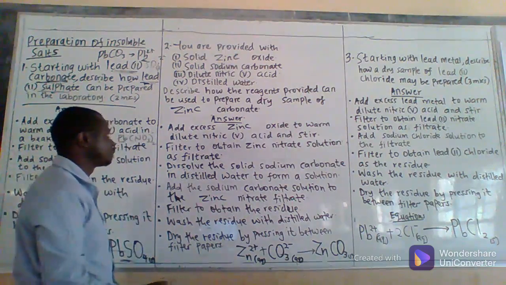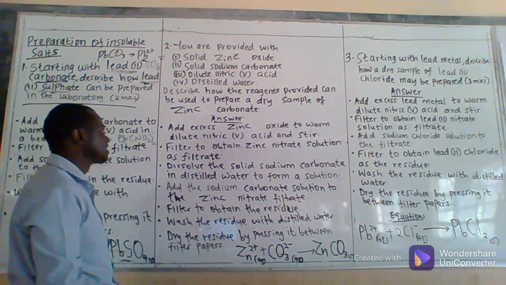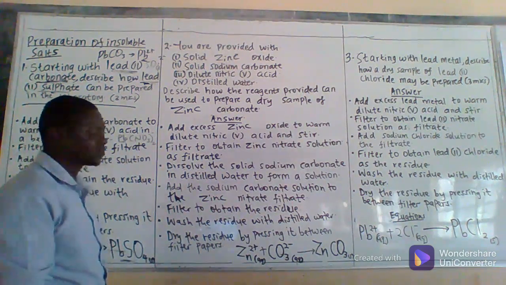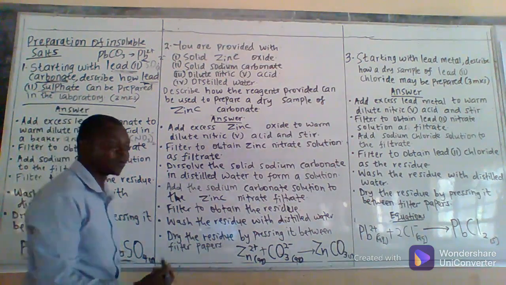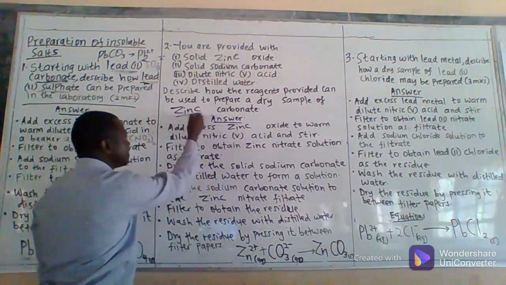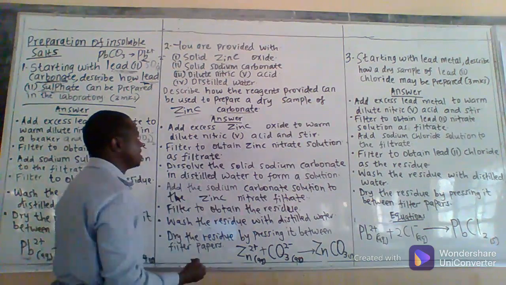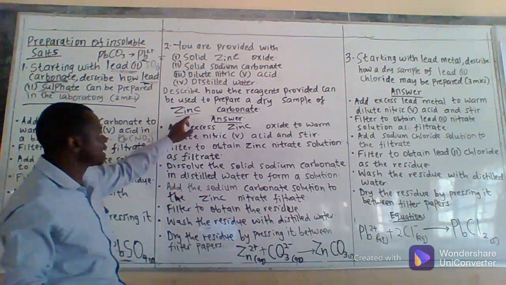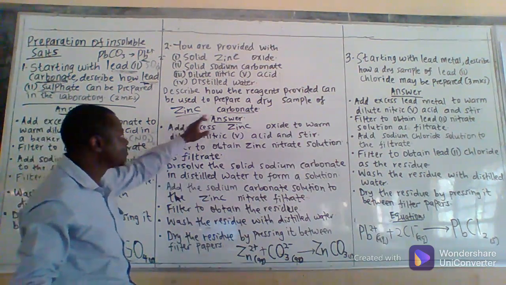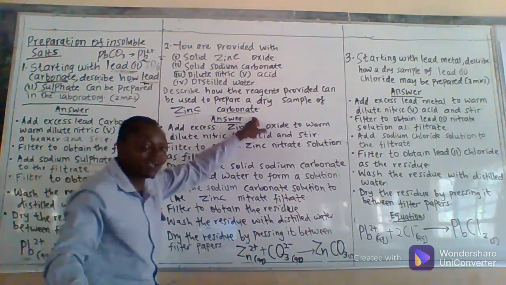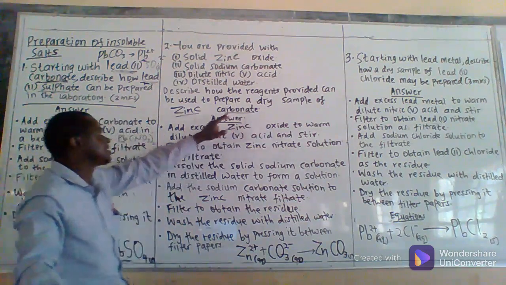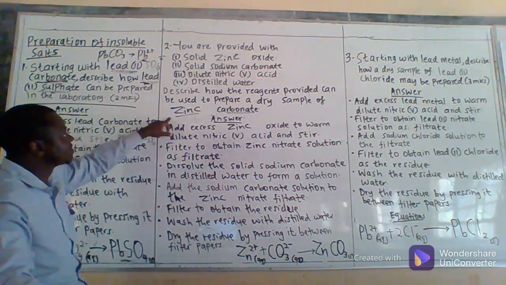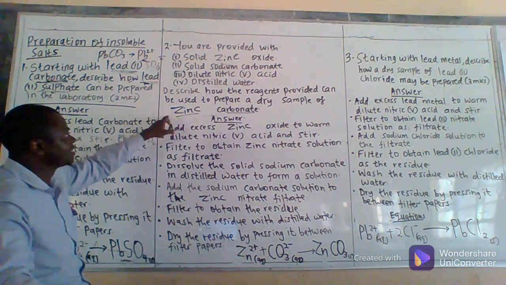First of all, we need to ask ourselves, this zinc carbonate that we have been asked to prepare, is it soluble or insoluble? We find that zinc carbonate is an insoluble salt. And because it is insoluble, we're going to use a precipitation reaction. So we need to react a solution that contains zinc ions with a solution that contains carbonate ions to get zinc carbonate. Looking at the reagents provided, we only have solid zinc oxide.